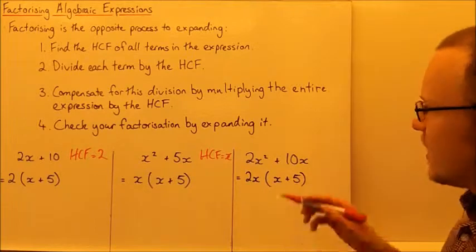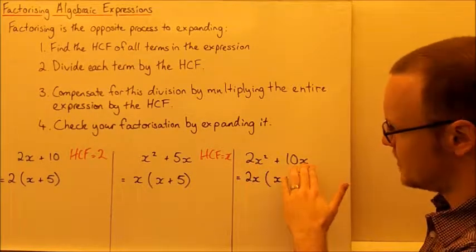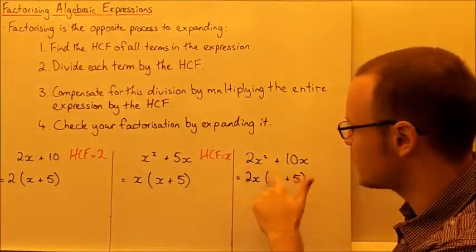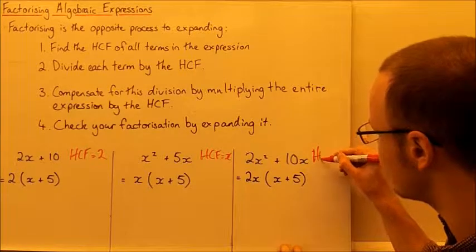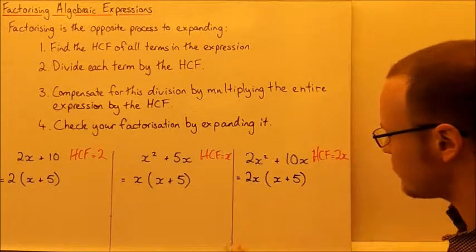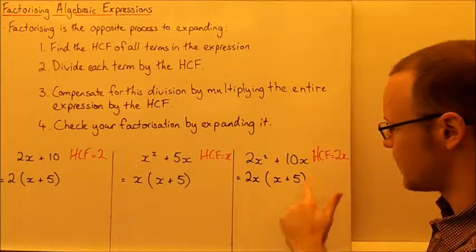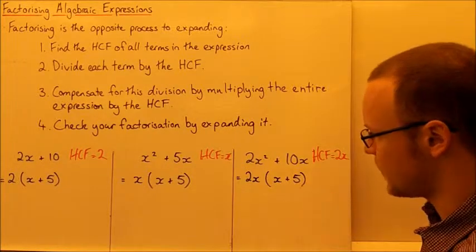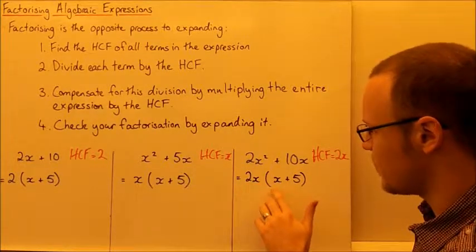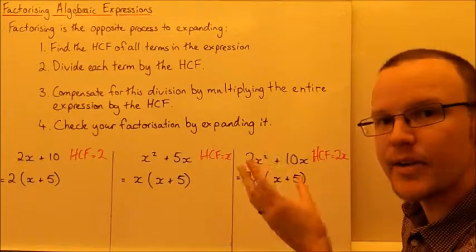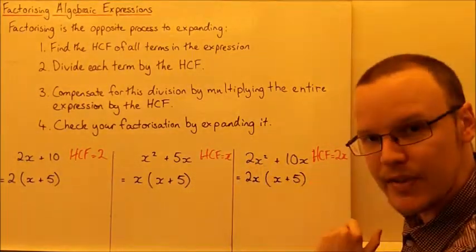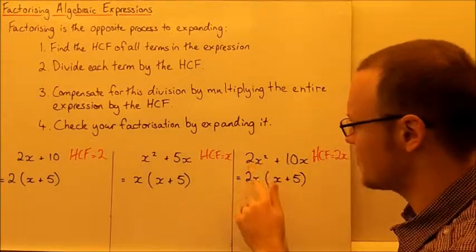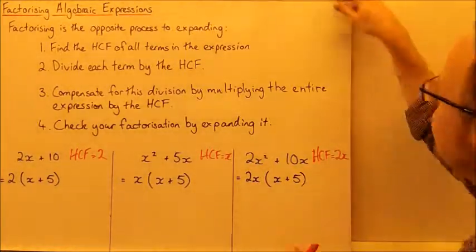Here, last one, 2x squared and 10x. Now the highest common factor of both of these is 2x. I can divide this by 2x and I can divide this by 2x. So the HCF is 2x. 2x squared divided by 2x is just x left over, and 10x divided by 2x is 5. So we're left with 2x multiplied by x plus 5. Let's double check that if we expand this back out, we get the expression that we started with. 2x times x is 2x squared, 2x times 5 is 10x.